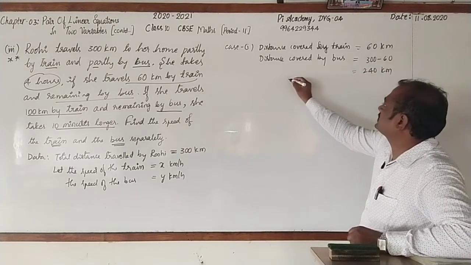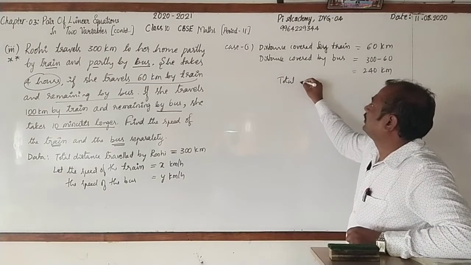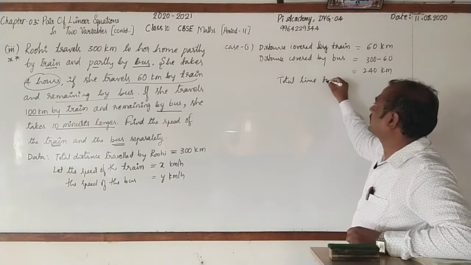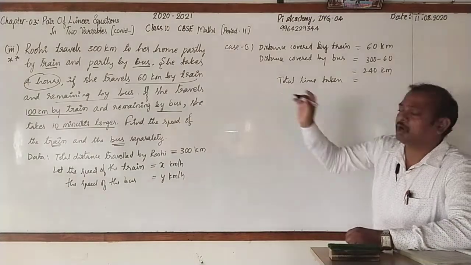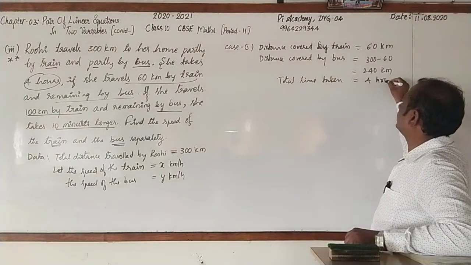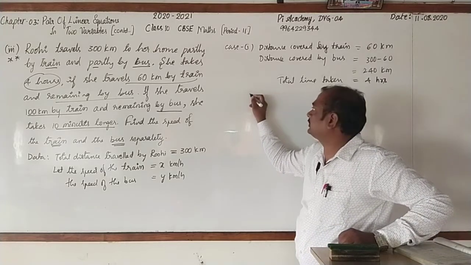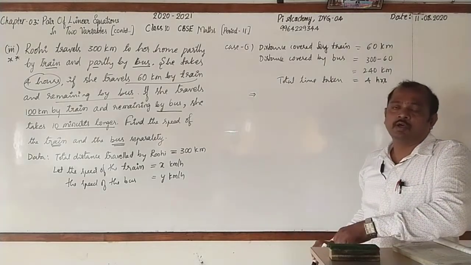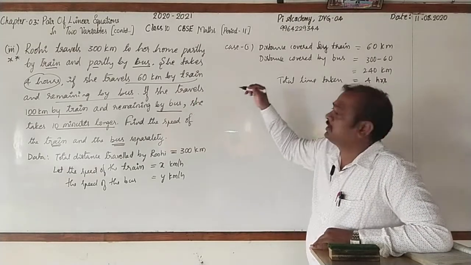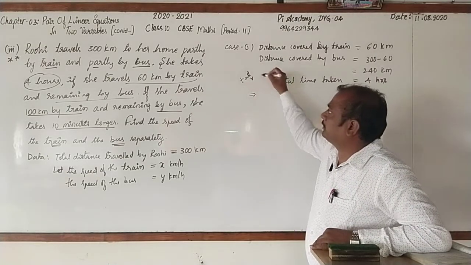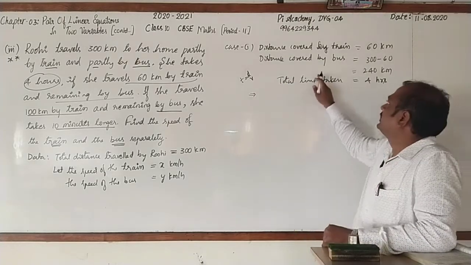Then altogether, what is the total time taken? Total time taken. This is equal to 4 hours. Let us convert this into mathematical equation. We all know that speed is equal to distance by time. Here time has been given. Hence T is equal to D by V. Distance by speed.